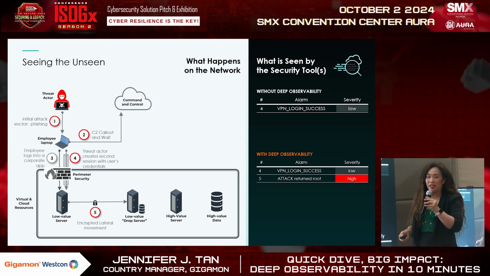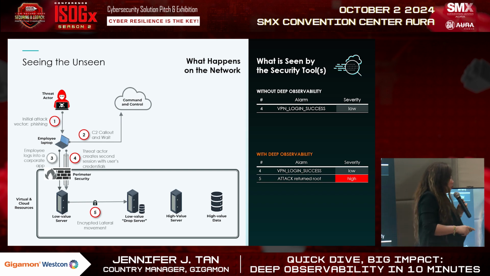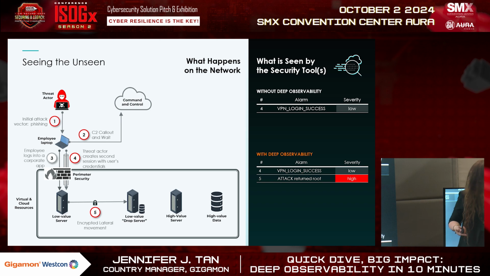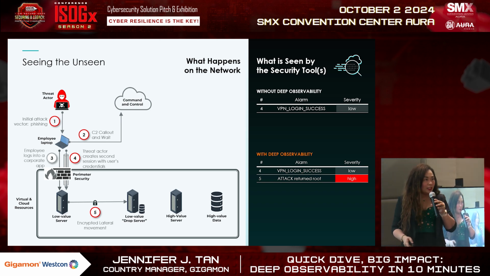And then what happens, ladies and gentlemen, is a successful lateral movement. If you see here, the security tool would just treat it as benign noise. But with deep observability, using plain text visibility of encryption, the security tool would let you know that it is a web server attack and it was successful, right?